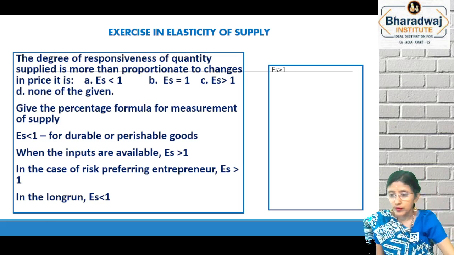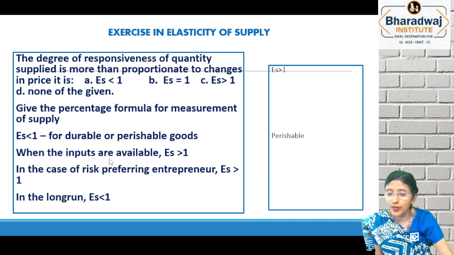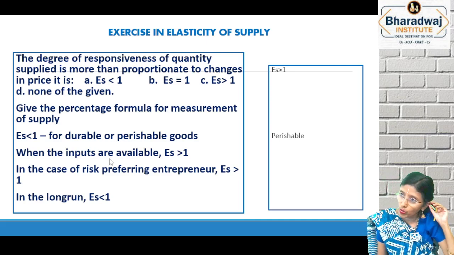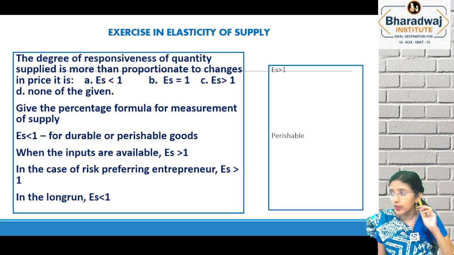I couldn't type it out, so I did this. ES greater than 1 is for durable or perishable? Sorry, less than 1 is for perishable. Remember that, less than 1. When inputs are available, ES is greater than 1. True or false? When inputs are available for production, ES is greater than 1, true or false?